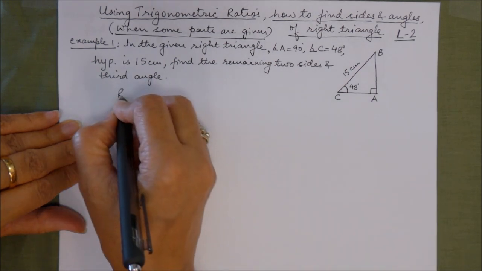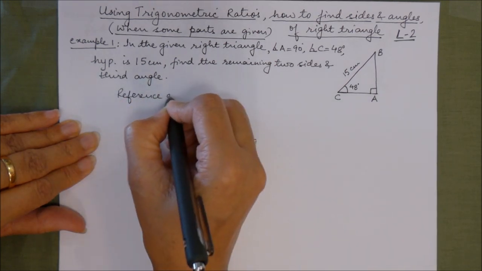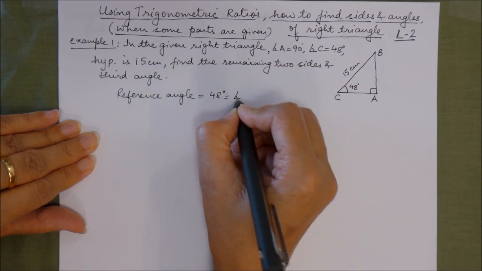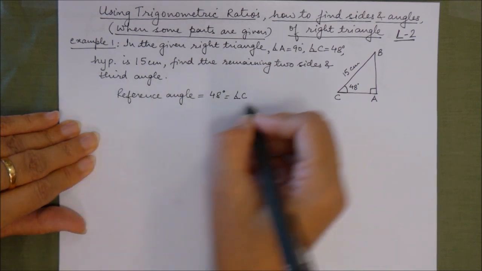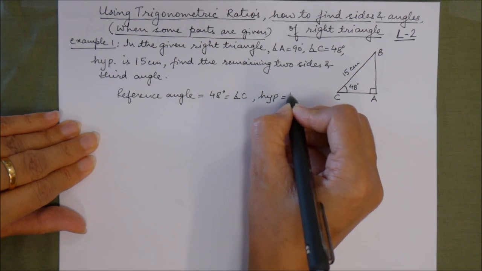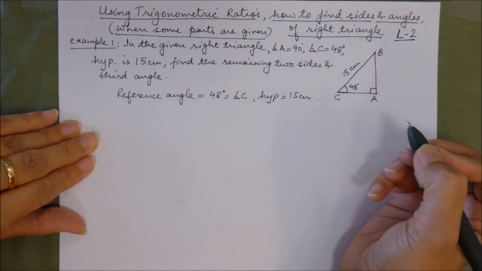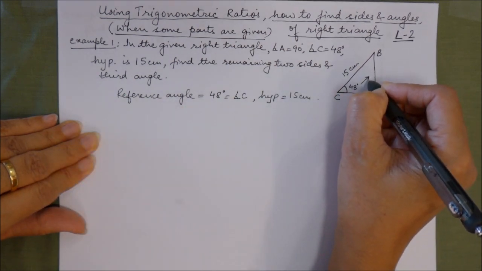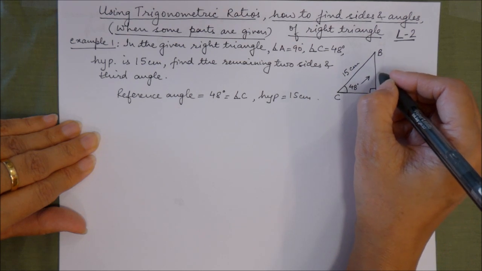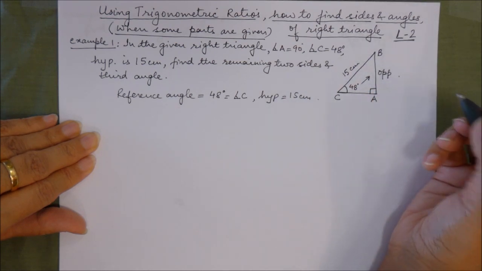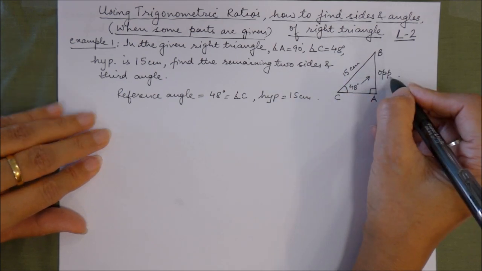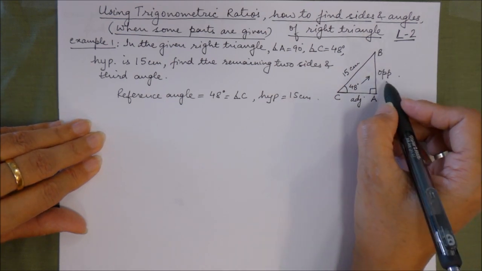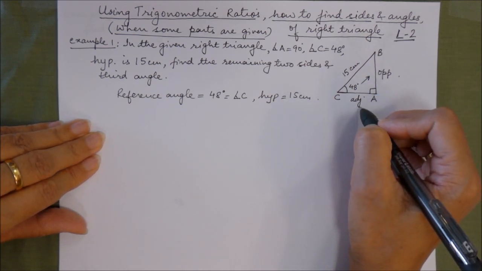First, the reference angle is 48 degrees, which is angle C. The hypotenuse is 15 centimeters and angle A is given to be 90 degrees. The side opposite to 48 degrees is the opposite side. This one is the hypotenuse, this is the opposite side, so the third remaining side is the adjacent side. That means we have to find the opposite side as well as the adjacent side.